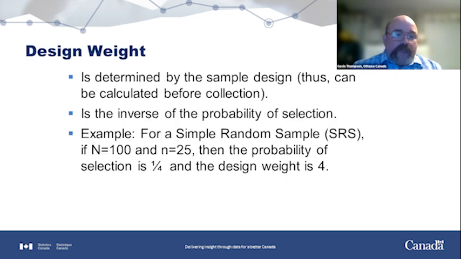So what is a design weight? The design weight is determined by the sample design, so we can determine it before we collect. It's the inverse of the probability of selection. For example, for a simple random sample, if we had a population of 100, recall that capital letters mean the population and lowercase means the sample. We're selecting 25 units out of 100 units. Then the probability of selection is 25 over 100, which is 1/4, and the design weight is 4.